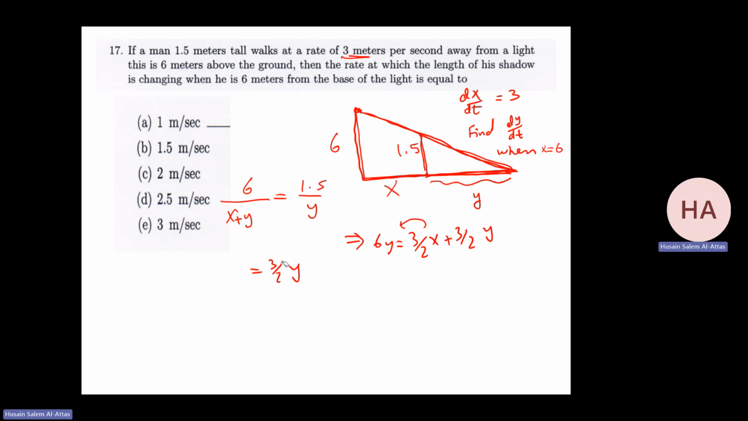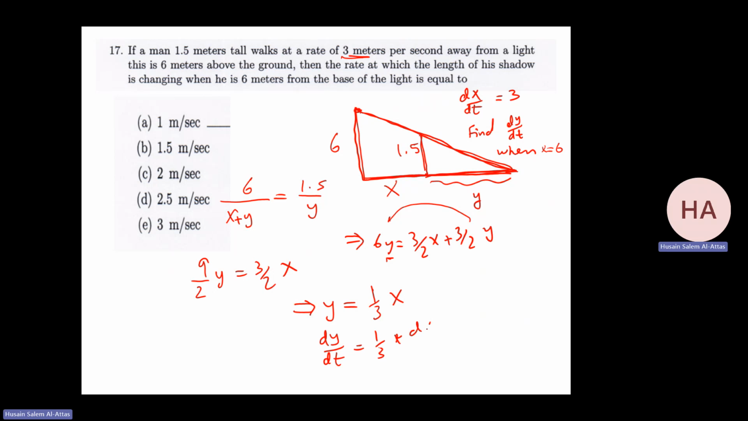No, wait a minute. This is y. I took this here. So I have 9 over 2, 12 minus 3. Y equals 3 over 2x. Sorry. So it means y, which I'm looking for, will be 1 over 3x. So dy by dt will be 1 over 3 times dx by dt. And we know dx by dt is 3. So the answer is 1. And that will be the answer.